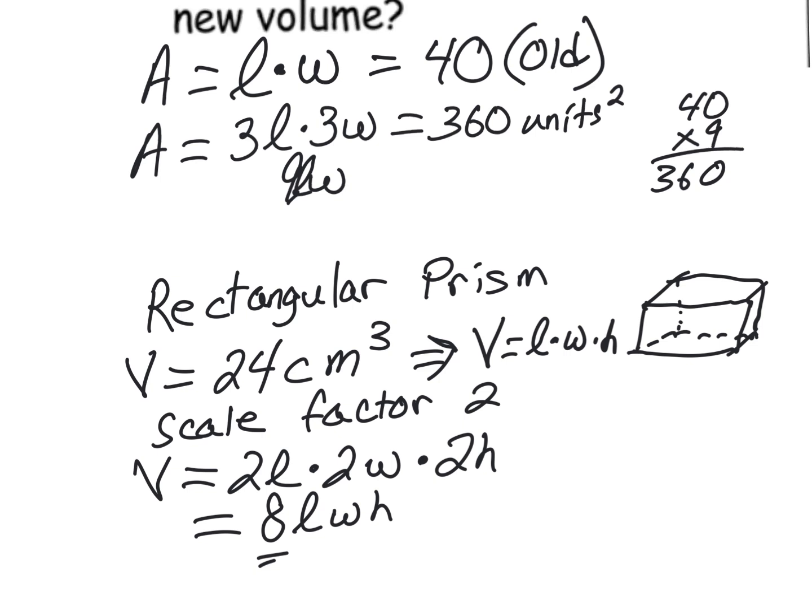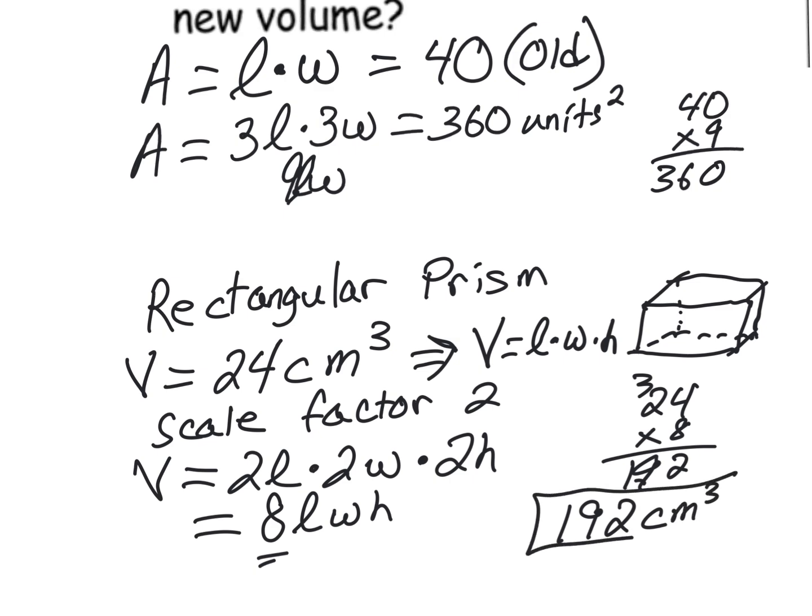And the original volume was 24. So we take 24 times 8. It gets 8 times bigger in volume. 8 times 4, 32. 16, 19. So we end up with 192. Let me write that a little neater. Centimeters cubed for the new rectangular prism.